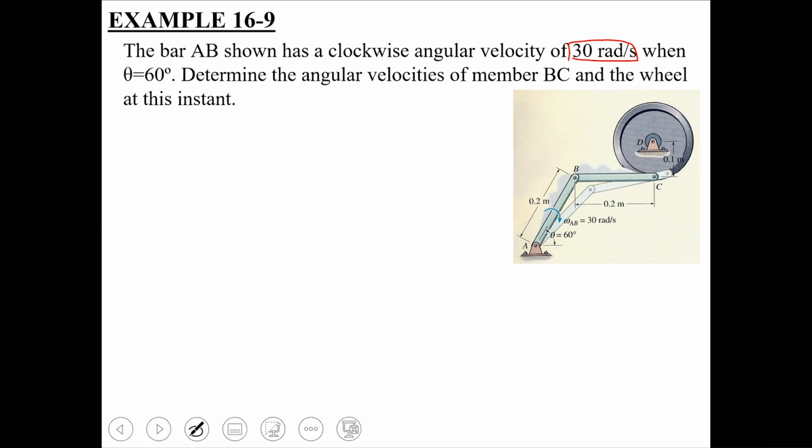We need to determine the angular velocities of the remaining 2 links, that is link BC as well as the wheel D. Okay, so starting again, where do we start from? We always start from the link whose data is given to us. So since the data of link AB is known to us, we are going to start from link AB, and for this link, which is in pure rotation with respect to point A, what should be VA?